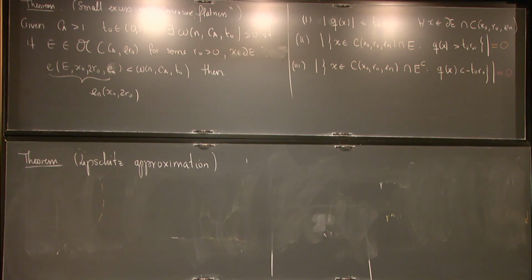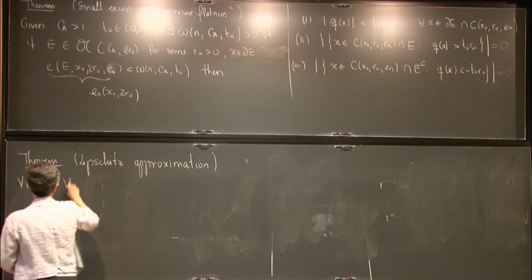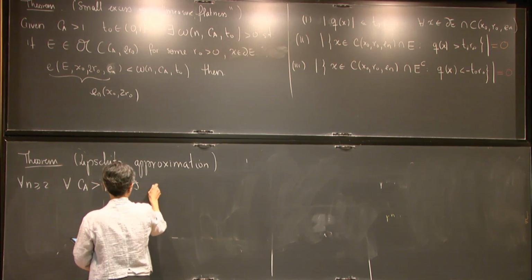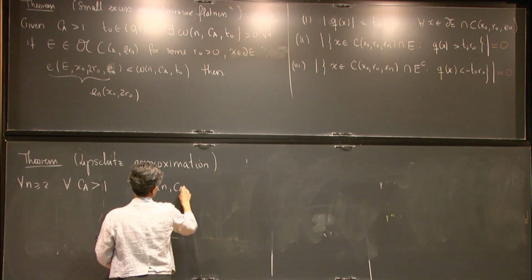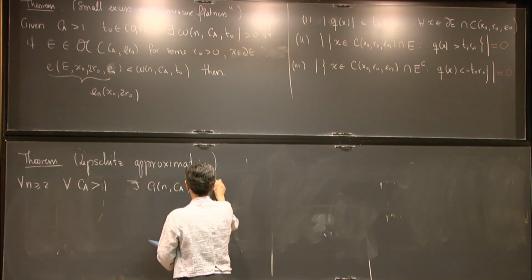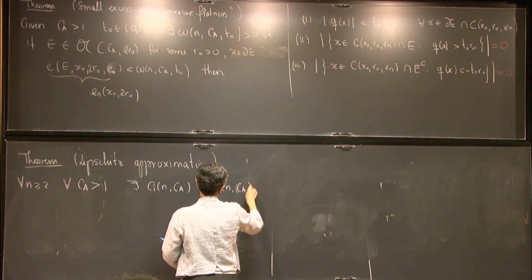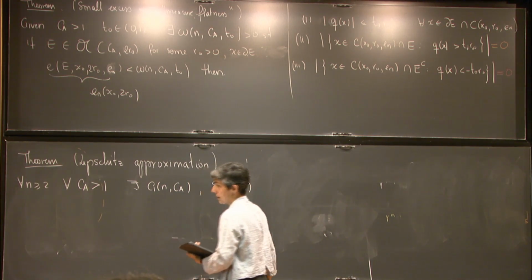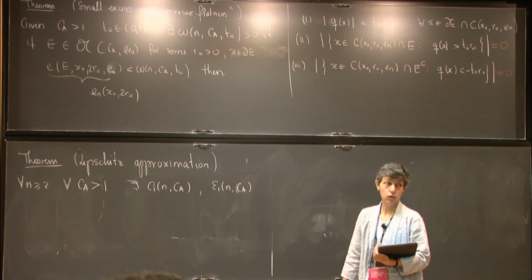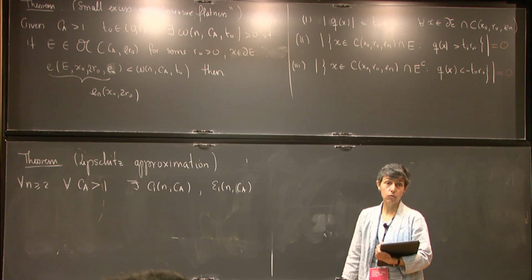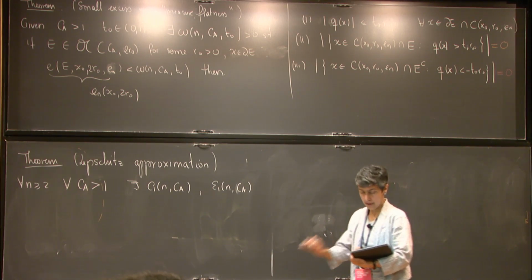So under the same, for every n greater than 2 and for every Ca bigger than 1, there exists a C1 that depends on Ca and an epsilon 1 that depends on. Why am I spending time doing the dependence? Because if you ever want to go and try to prove these things, since this is all proved by compactness, you need to know what depends on what, otherwise it's a problem. Okay.